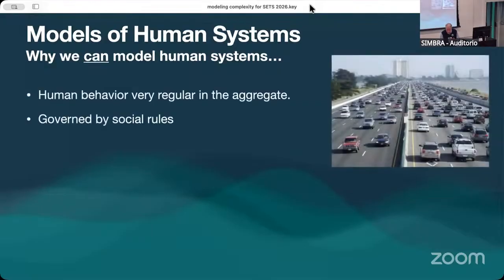And so we can model human systems in the aggregate. Human systems are very regular. They're governed by social rules. Even in the traffic in Sao Paulo, all right, and Phoenix has traffic, but nothing like here, I will say. And, you know, how many times do people drive the wrong way on the freeway? It happens, but pretty rarely it shows up in the news. How many billions of trips? And so people follow these social rules.